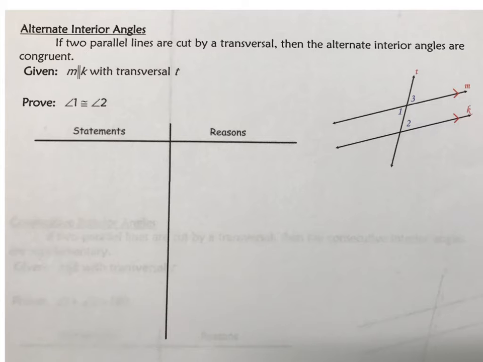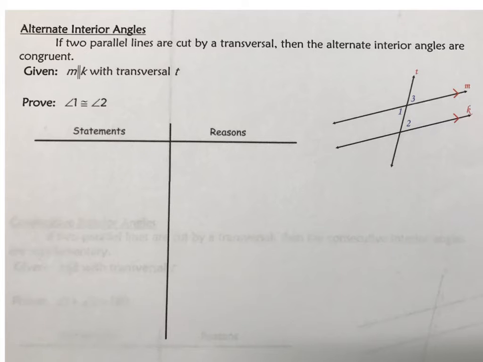So I want to prove that alternate interior angles are congruent. So it says if 2 parallel lines are cut by a transversal, then the alternate interior angles are congruent. So I went ahead and gave you the given statement and the proof statement. So here's our parallel lines, M and K. We have a transversal T. I want to prove that angles 1 and 2 are congruent. Okay, and I also labeled angle 3 for a very specific reason.